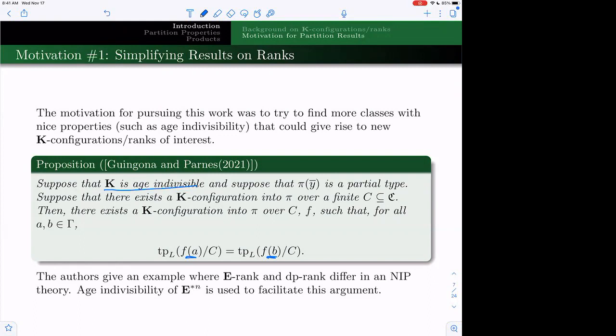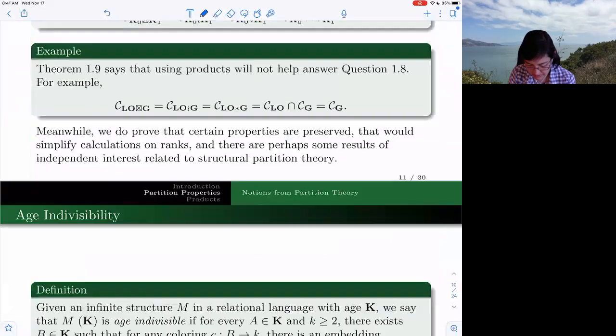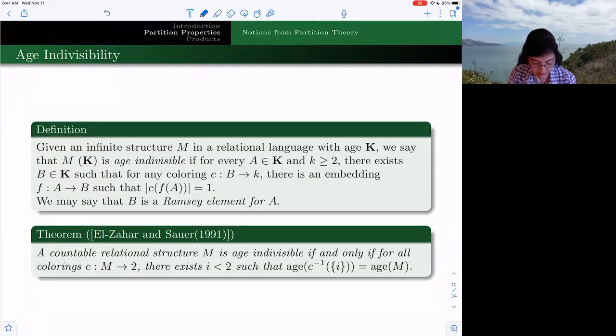Can you remind me what age indivisibility means? Yeah, unfortunately, it's on a later slide, but I can. Here we go. You could have some equivalent definitions. I think the shorter one, there are equivalent definitions in the El-Zahar and Sauer paper, 1991. But basically, if you color the infinite structure with 2 colors or k colors, it's equivalent. And for 1 color, this is in relational languages, if you look at the structure, the age of that structure is the age of the original. So all of the finite structures embed into 1 color.